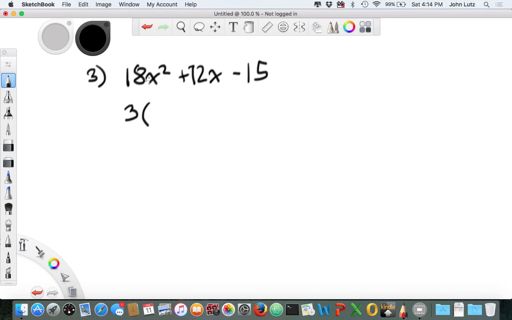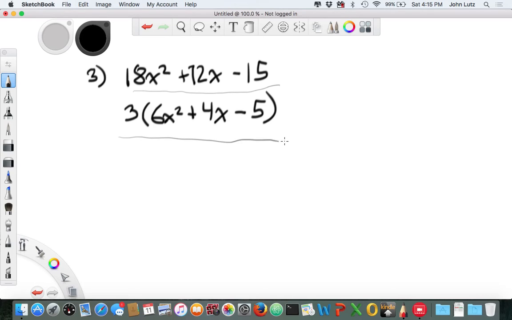So 3 times some number equals 18x squared. 3 times 6x squared equals 18x squared. 3 times something equals 12x. 3 times 4x equals 12x. And 3 times something equals negative 15. 3 times negative 5 equals negative 15. Okay? So I've simplified my quadratic trinomial by factoring out the greatest common factor.